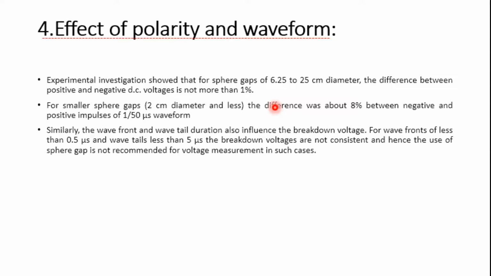So these are the four different limitations which you need to keep in mind when using the standard spheres for the measurement of AC, DC and impulses. Apart from the limitation of 0.5 and 5 microseconds for the impulse, generally we use the standard spheres for the measurement of AC, DC and impulse.